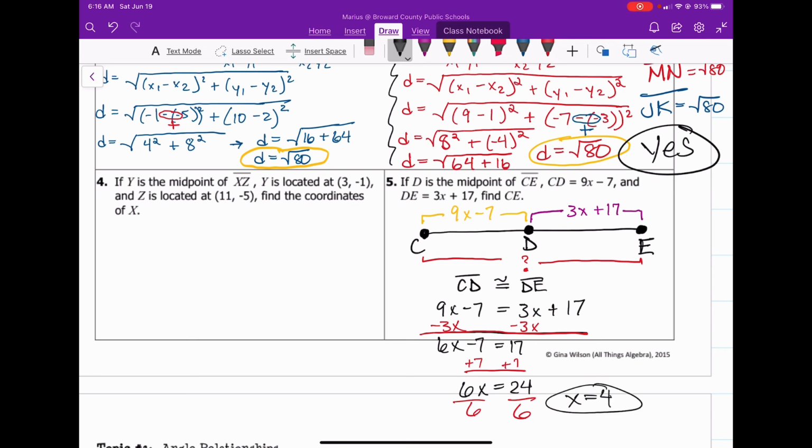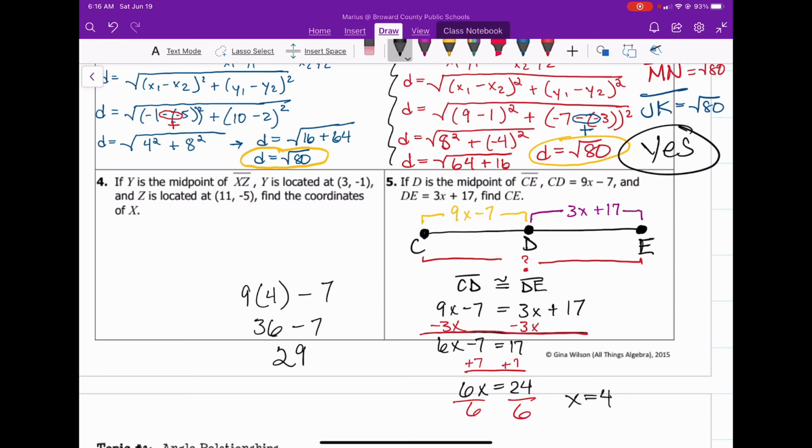So now that I know that x is equal to 4, we're still not done. Now I just want to plug 4 in for x. Okay. So, if both of these are equal, if 9x minus 7 is equal to 3x plus 17, we only need to plug 4 into one of them, and we'll automatically know the other side. So I'm going to do 9 times 4 minus 7. 9 times 4 is 36. 36 minus 7 is 29.